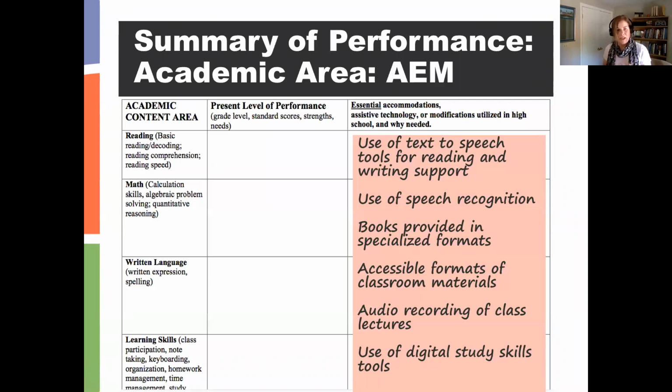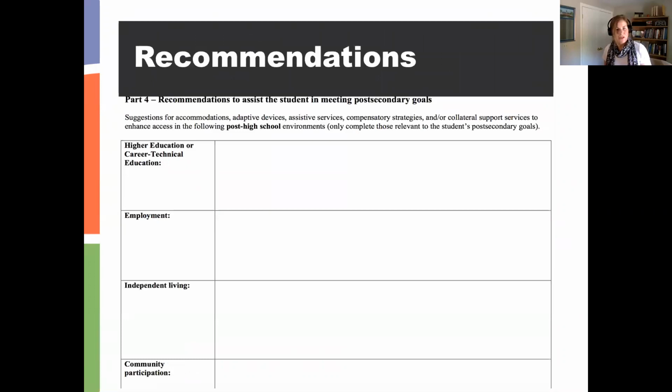So when it comes time to consider the role of accessible materials and technologies, some things that you might think about including in that essential accommodations column would be use of text-to-speech tools, speech recognition, the need for books provided in specialized formats, accessible formats of classroom materials, audio recording of class lectures, and use of digital study skills tools. Make sure to include anything that the student is using for academic access and success in K-12, because in K-12 success does fall under IDEA. In the ADA, in higher ed, success does not. So everything needs to be placed in the context of need. Why does the student need these as they move on into higher ed for equal access?